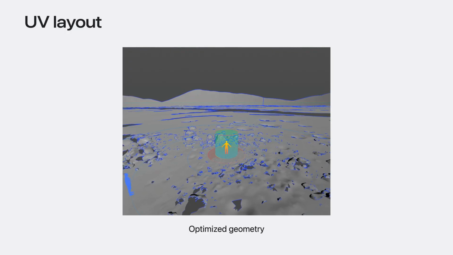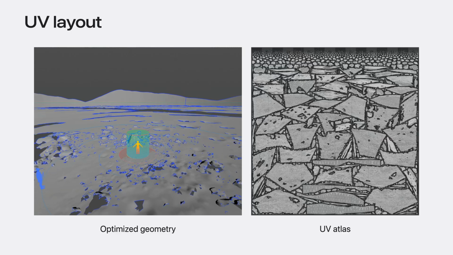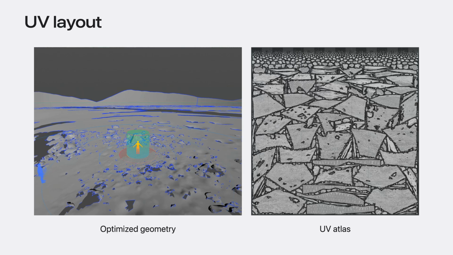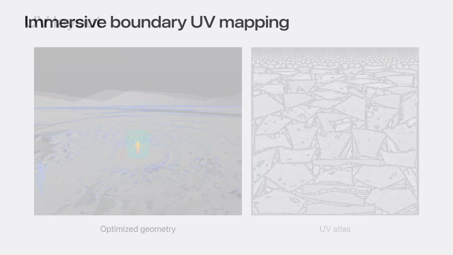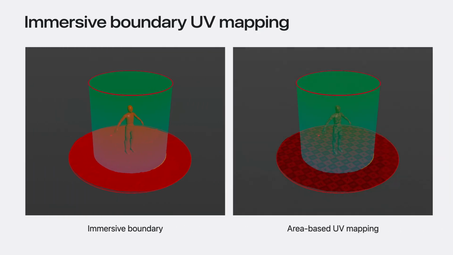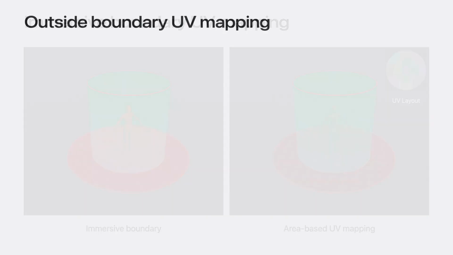It starts with UVs, the 2D coordinate system that controls how textures map to geometry, and once again leveraging the immersive boundary to rethink how texture data is organized. Let's start right at the edge of the immersive boundary, isolating just the first 5 meters. Assets in this space can be viewed from almost any angle, so the texel density needs to stay consistent across every surface. That's what this grid pattern shows, area-based UV mapping, so every surface holds up under close inspection.